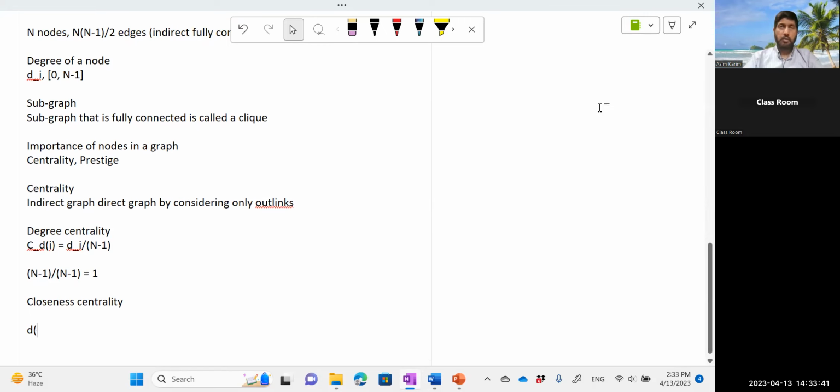So the distance between I and J, so this is the distance between two nodes I and J in the graph, and it could be the weighted distance, but here we are just saying the number of edges in path, usually the shortest path, if there are multiple paths between I and J. So if there are multiple paths between I and J, we'll be considering the shortest path, and we say that this is Dij. Okay?